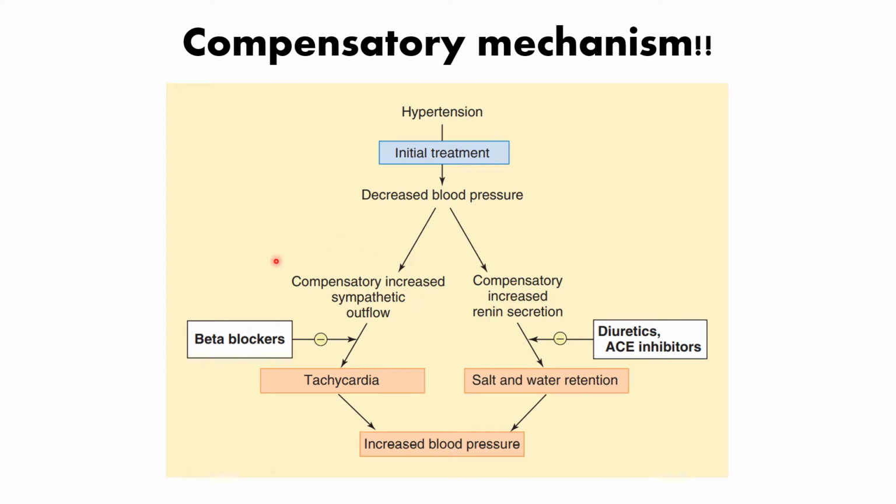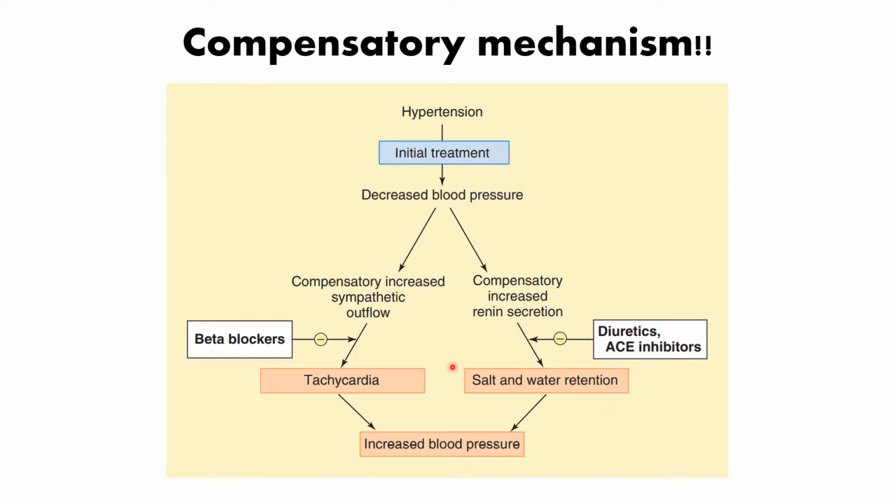The first one is by increasing sympathetic outflow. The body would induce reflex tachycardia by increasing the sympathetic activity, and this can be blocked by giving beta blockers, okay? And the other compensatory mechanism might be fluid retention and water retention. That would lead to edema.